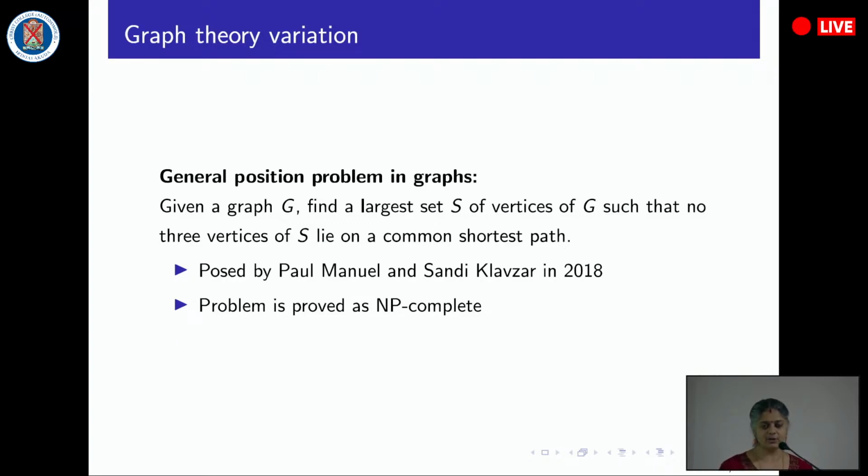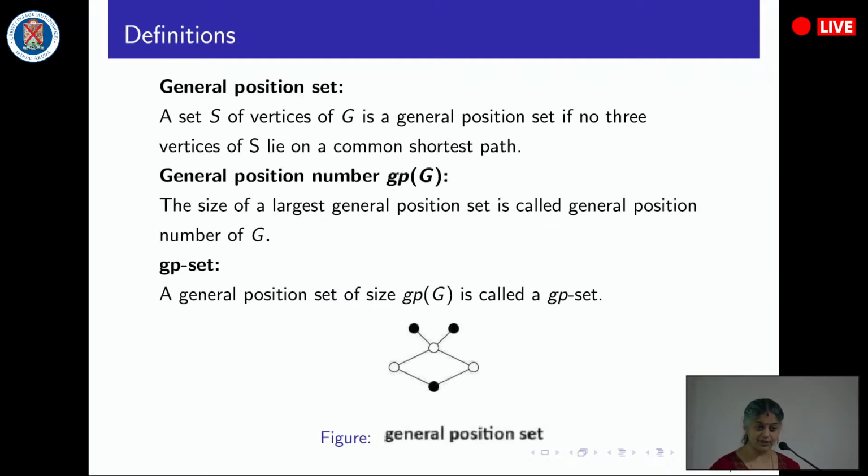You can always just go for one single vertex, so there is no question of a third person coming in between. You can go for two vertices, so there is no question of a third person coming in between. So finding a set of vertices which is in general position is not tough, but maximizing the cardinality of a general position set is what makes it tougher.